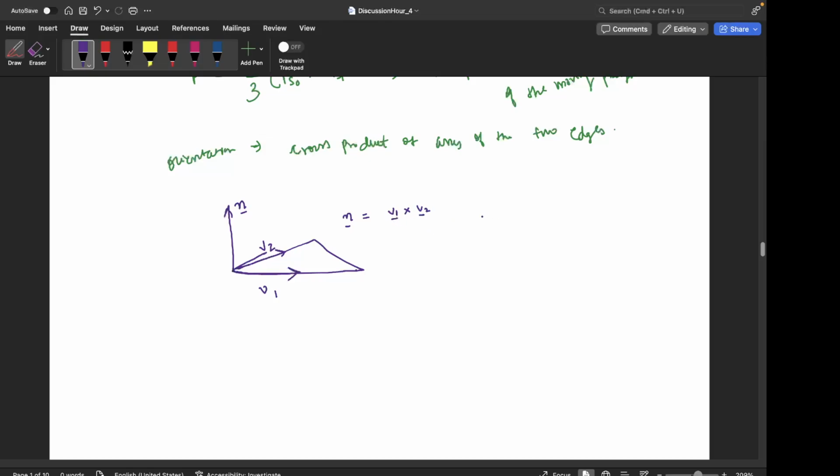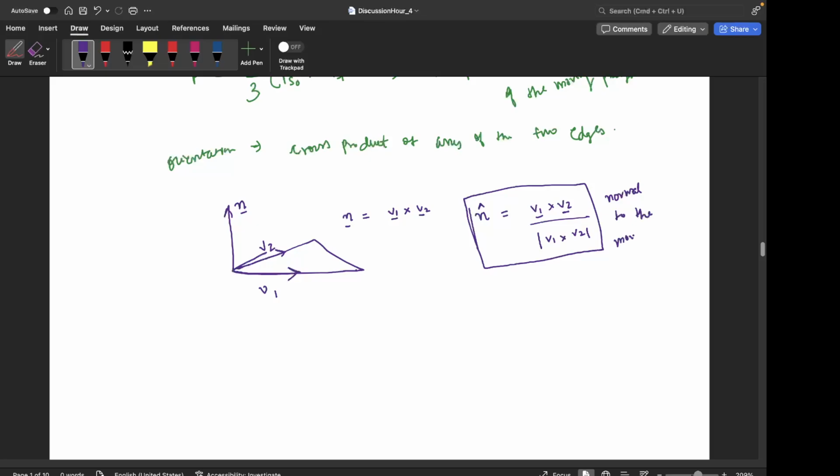The unit vector you can also find out by doing v1 cross v2 divided by the norm of that. So this is the normal to the moving platform, and once you know the normal, you know the orientation. Okay, got it.